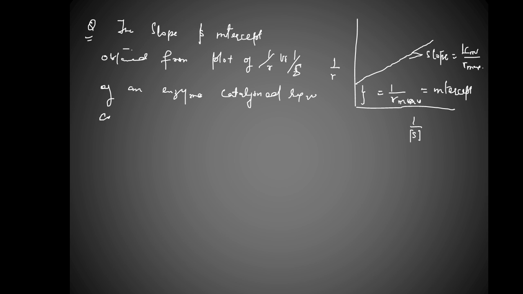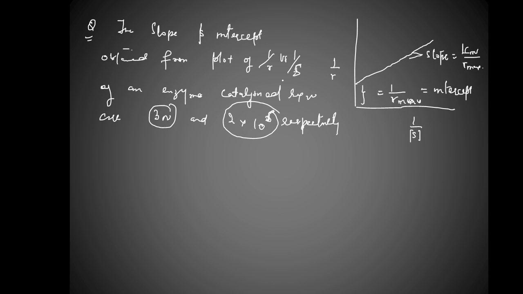For the enzyme catalyzed reaction, the slope and intercept are 300 and 2 into 10 to the power 5 respectively. These are the things given. What is given? Slope and intercept respectively. Therefore, this is the slope and this is the intercept.